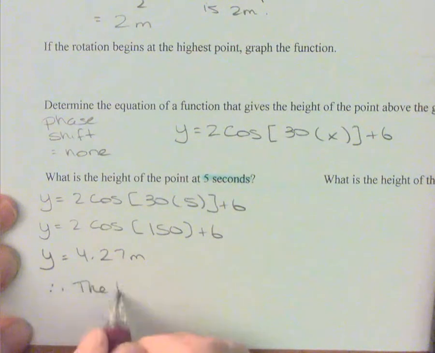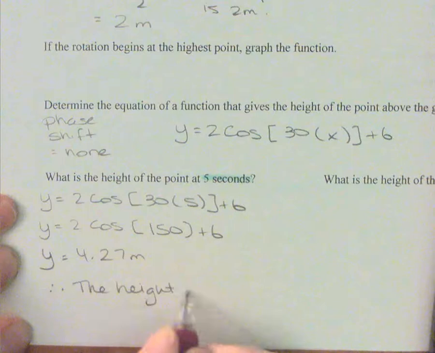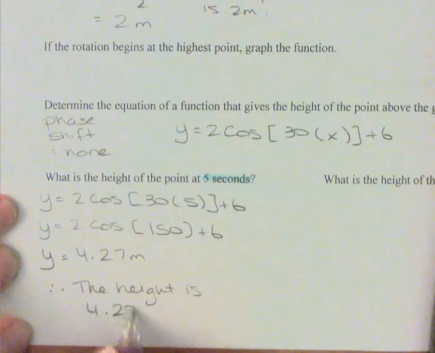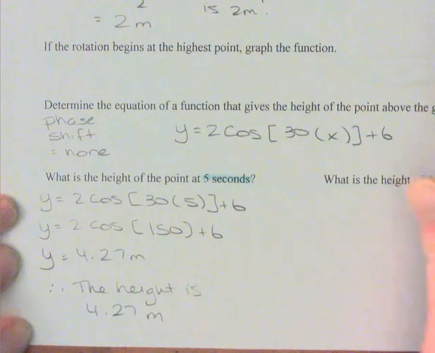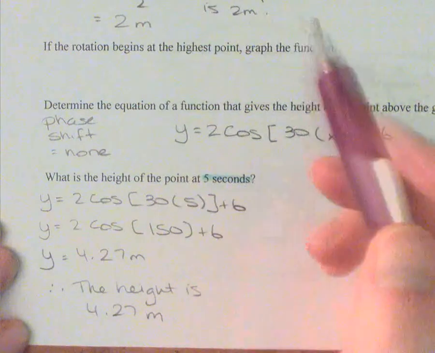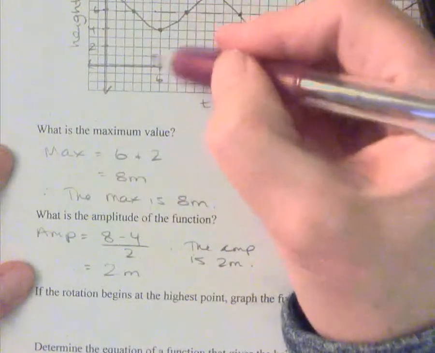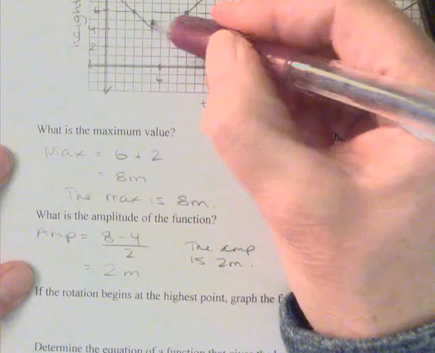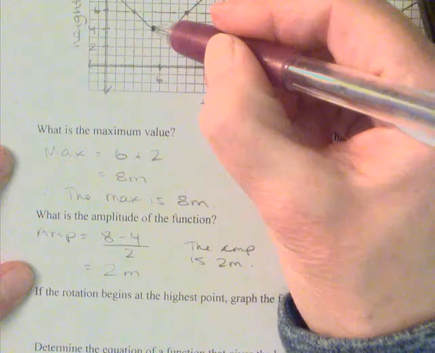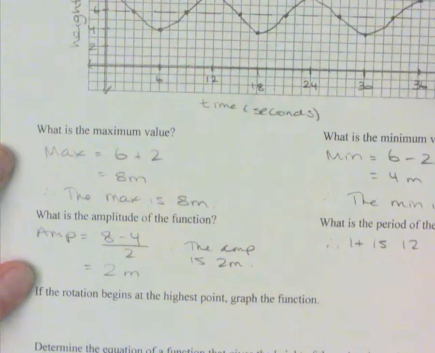So therefore the height is 4.27 meters. And I can check that against my graph. At 5 seconds, I'm here, there's 4, there's 5, I'm slightly above 4. My answer makes sense.